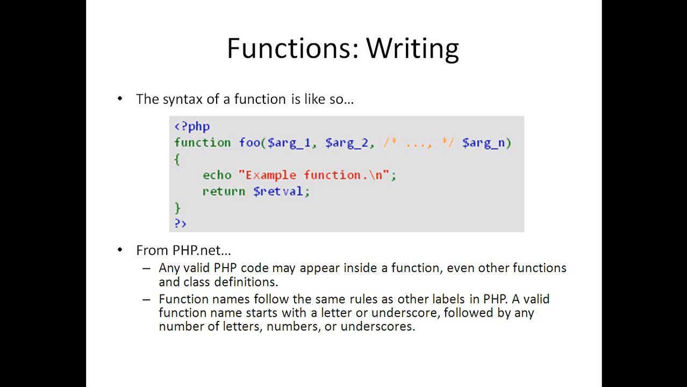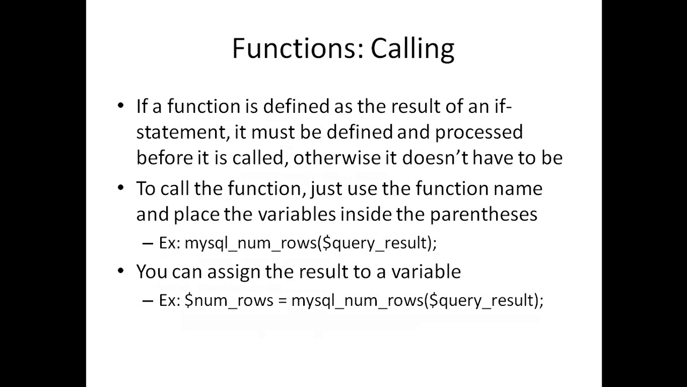So from php.net, any valid PHP code may appear inside a function, even other functions and class definitions. You can have nested functions. I don't think I've ever needed a nested function, but you can have them. Function names follow the same rules as other labels in PHP. A valid function name starts with a letter or underscore, followed by any number of letters, numbers, or underscores. It's the exact same rules as variable naming convention and that kind of thing.